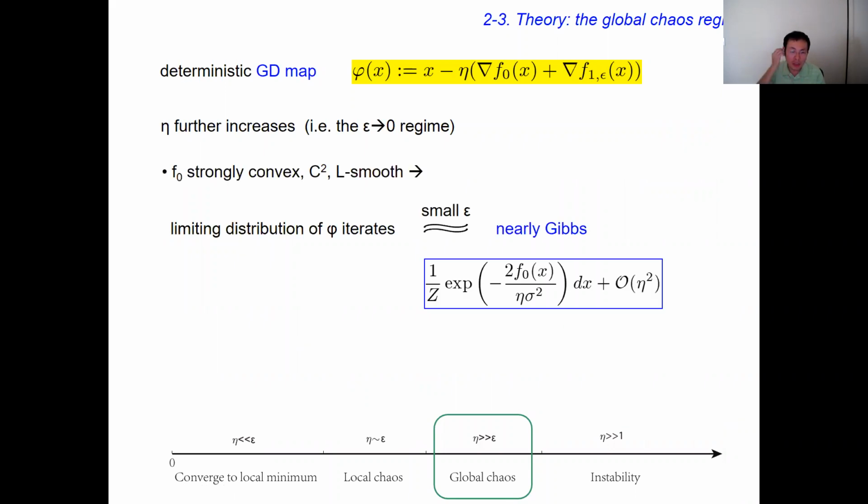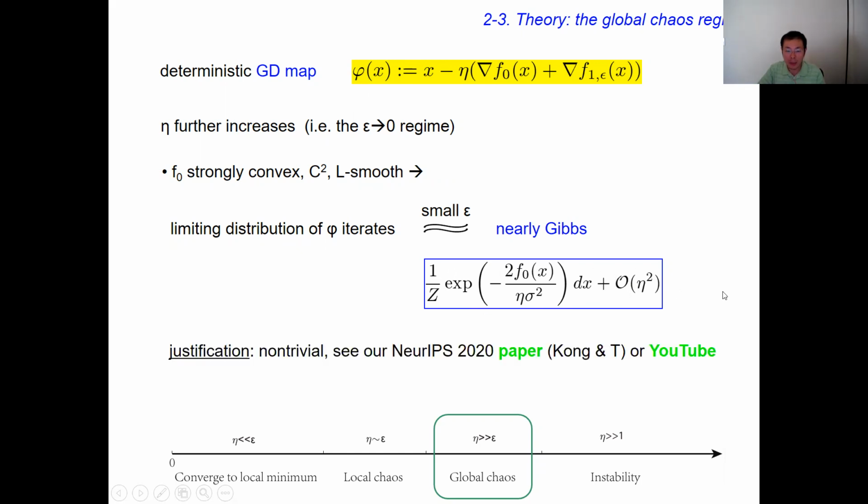This is a very interesting regime. So let me just say some of our results. If F naught, the macro potential, is strongly convex, C2 and L smooth, then under some assumptions, the iterations of phi will converge to some statistical distribution, and we can actually characterize this distribution. It's nearly a Gibbs distribution with a density given by the one in blue.